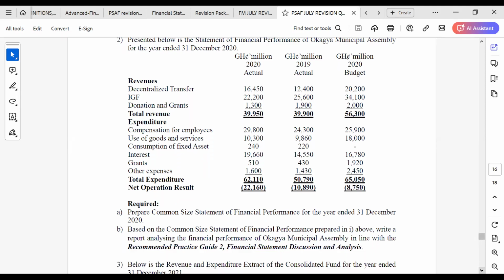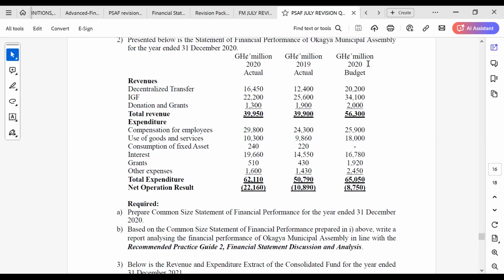Can we take this one? Prepare a common size for this one, and based on the common size prepared, you should analyze them. Please, if you are given all the years, do it for all the 3 years. Do it for 2020, 2019, and also for the 2020 budget. This is the budget, and this is the actual. We budgeted for 20,200, and the actual result is now 16,450.